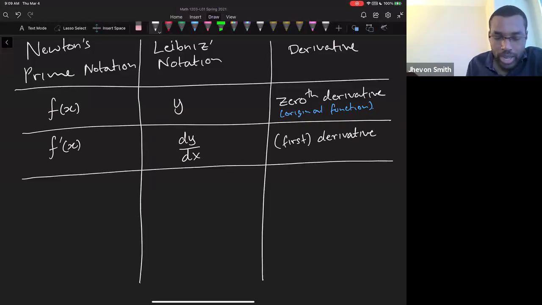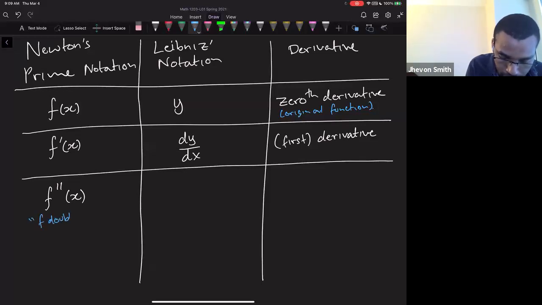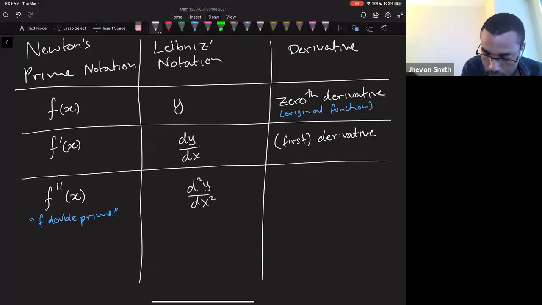What would the second derivative look like? Well, in Newton's notation, you just add another prime. So you have f double prime, right? That's what we would call it here. F double prime. That's how you say it. You don't say f prime prime. You say f double prime or f triple prime, etc. The Leibniz notation would be d squared y dx squared. So if you see that, that's talking about the second derivative.